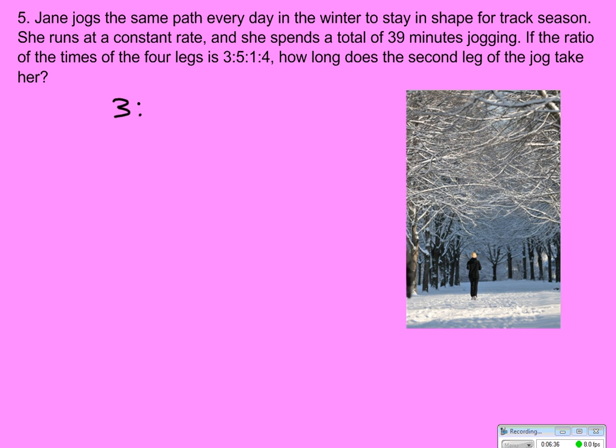Okay, so it goes 3, 5, 1, 4. That means her third leg was the fastest, her first leg was the second fastest, the last leg was third fastest, and the second leg was the slowest. All right, so what we're trying to figure out is, this is the ratio, the comparison of each one of the legs, and the entire time was 39 minutes.